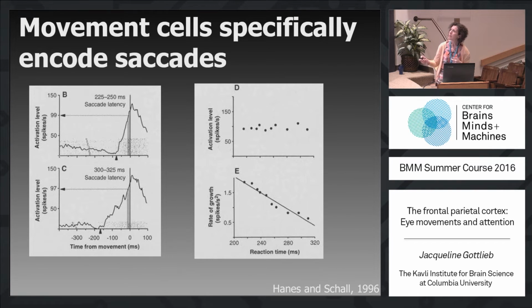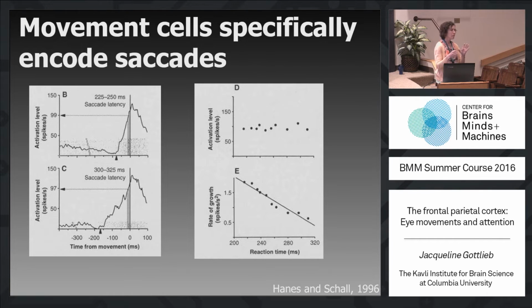So here's an example of one of them. Here, the visual stimulus flashes at this time. You can see the cell has no response, but it ramps up sharply before the eye movement. And these cells really behave like a rise to threshold mechanism, right? So this cell, for example, when it reaches 99 spikes per second or 97 spikes per second, that's when the eye movement is triggered, right? Sometimes it ramps up a bit more slowly, and then the eye movement has a longer latency. Sometimes it ramps up faster, and the eye movement has a shorter latency.